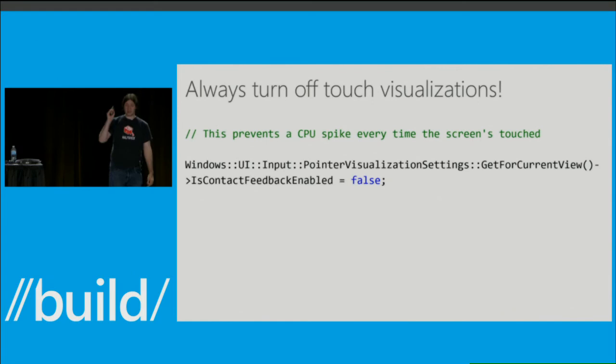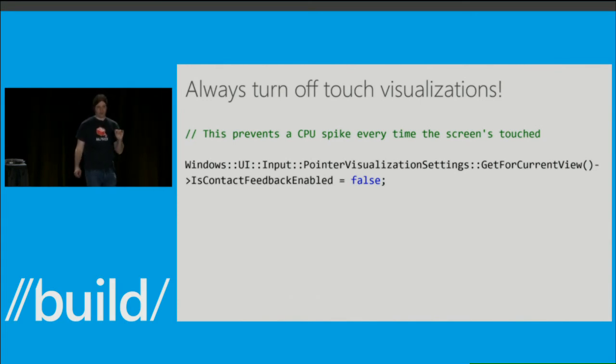Yep, and then this is actually the biggest performance tip in terms of gaining back CPU cycles whenever people touch the screen. Add this code on startup. This one line took us several days to find, but every time you touch the screen, it gives you a pointer visualization. It's a huge CPU spike, and when you have multi-touch, especially when you got 8 fingers going across the screen, it's a huge, huge performance decrease. So just make sure you add this. It'll gain you so much performance back.